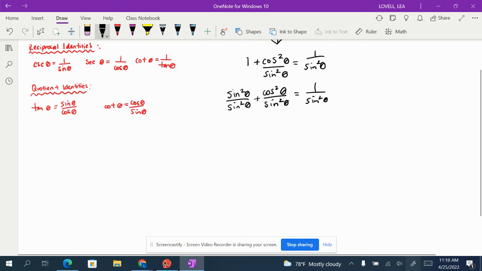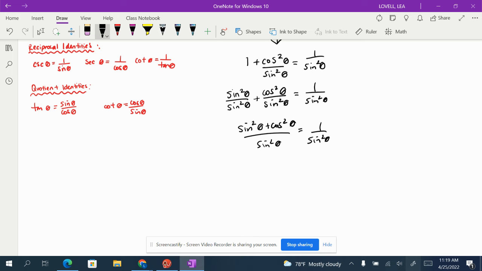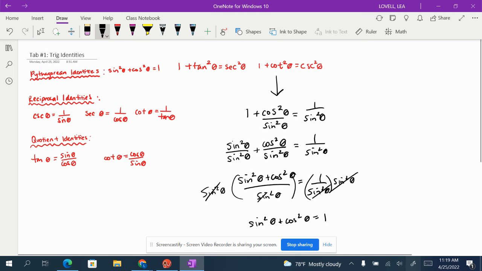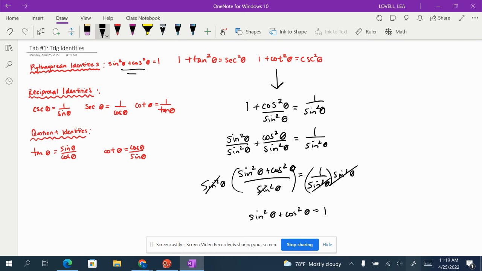Now I have sine squared theta plus cosine squared theta all over sine squared theta is equal to 1 over sine squared theta. Multiply both sides by sine squared theta to cancel it out. And I now have sine squared theta plus cosine squared theta is equal to 1. That is my original Pythagorean identity. And we know that that Pythagorean identity can be proven with the Pythagorean theorem. So we have gone ahead and proved all three of our Pythagorean identities.